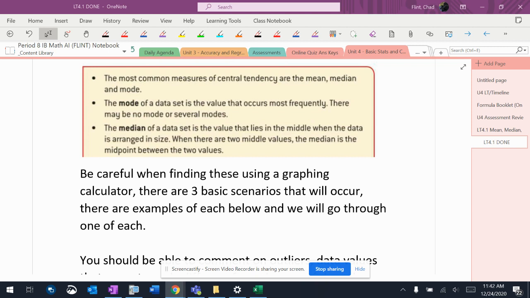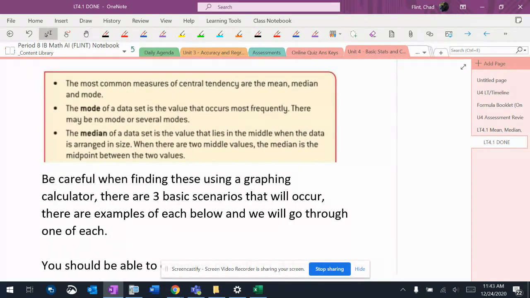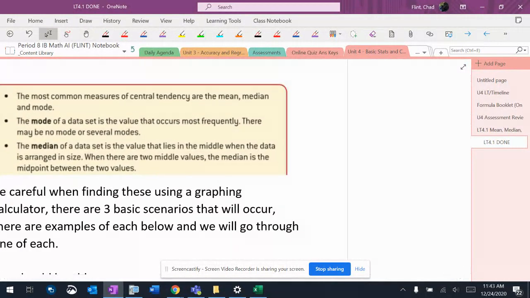So mean, median, and mode, we're going to have to find with different data. There's kind of three different ways that it's going to happen, and we have to be able to do all three of them. The good news is they're all going to be done with a calculator. If you want to remember the one thing probably you want to remember is that mean is an average.